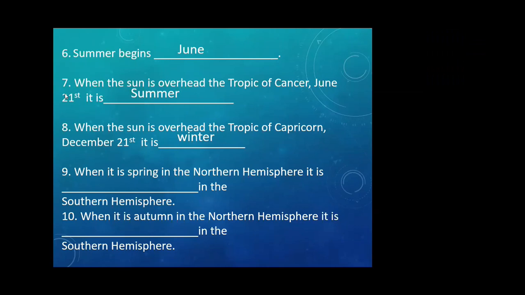Number 9, when it is spring in the Northern Hemisphere, blank is in the Southern Hemisphere. Autumn is correct. Number 10, when it is autumn in the Northern Hemisphere, it is blank in the Southern Hemisphere. Spring is correct.